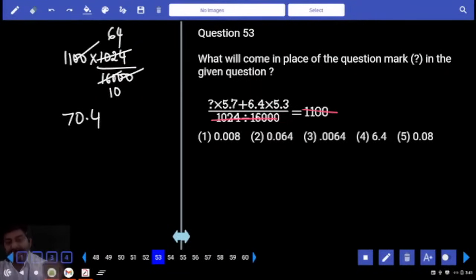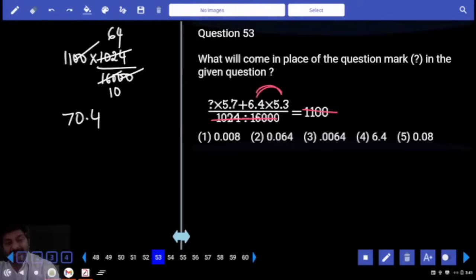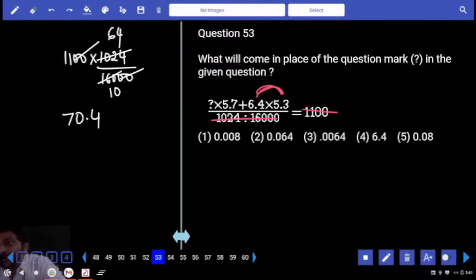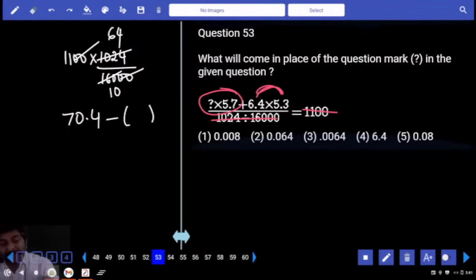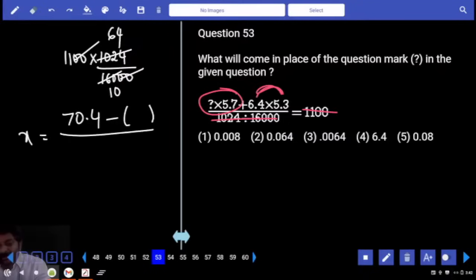This is done. Forget about this. This value goes to right hand side. Correct? And becomes minus. We'll have to write that. Wait. I'll write after some time. That is equal to x into 5.7 only. Then x value will be equal to divided by 5.7. Now our aim is to identify this fellow.